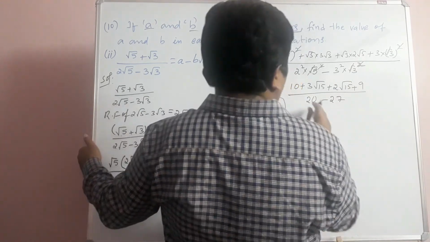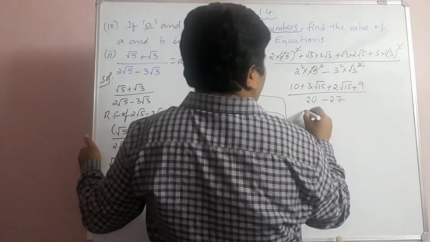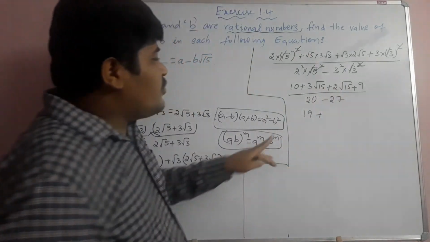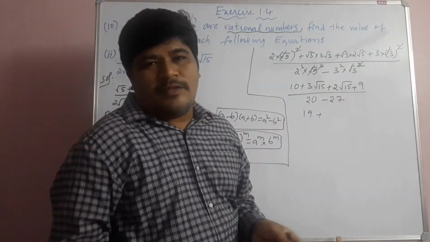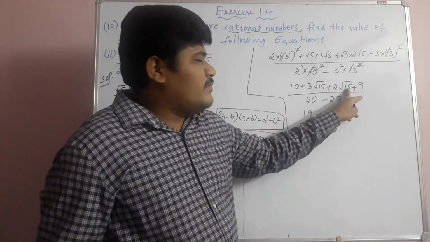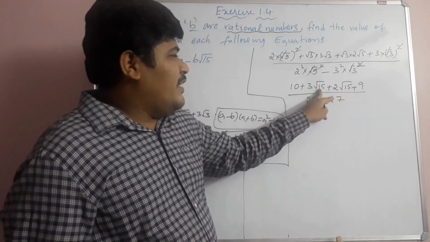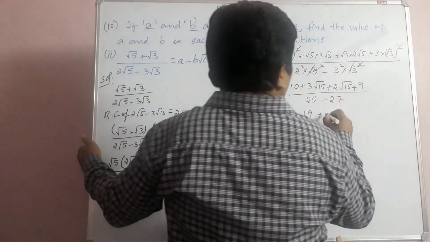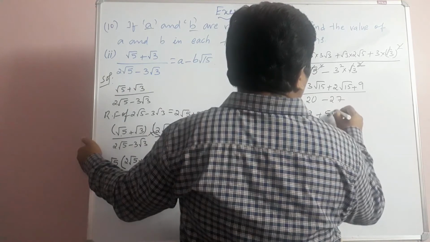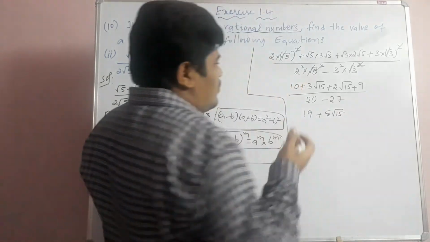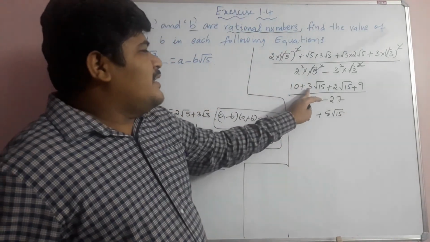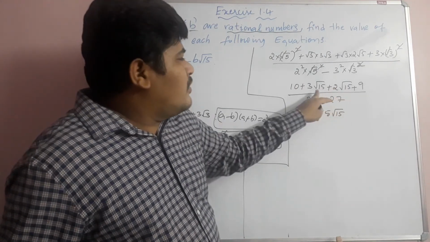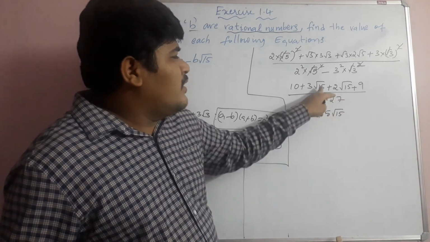Now, students, 10 plus 9 is 19, plus 3 root 15 plus 2 root 15. These are like terms, the same irrational part is there. 3 root 15 plus 2 root 15 we can write as 5 root 15. Like a simple example: 3 Dairy Milks plus 2 Dairy Milks is 5 Dairy Milks, no? So 3 plus 2 is 5, same thing, root 15 alone.